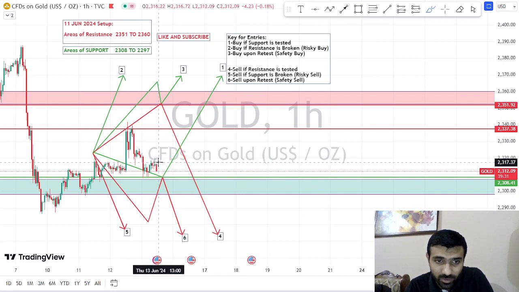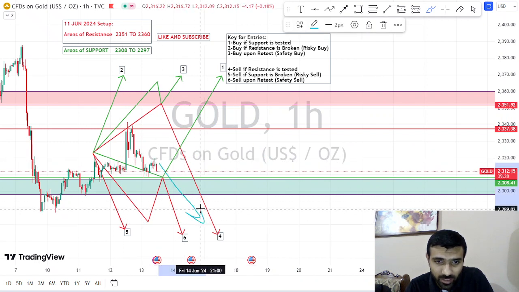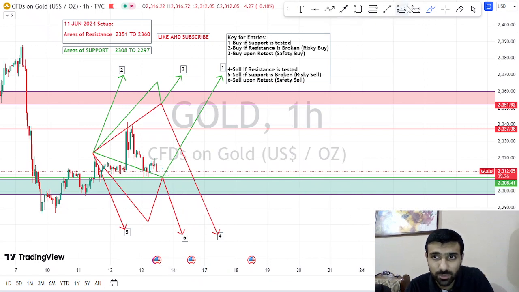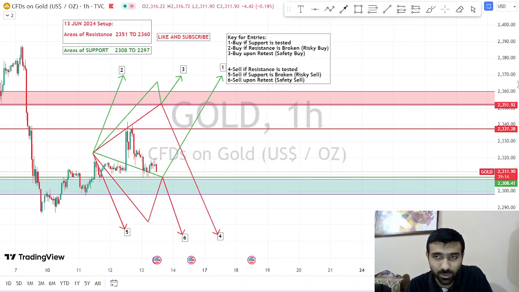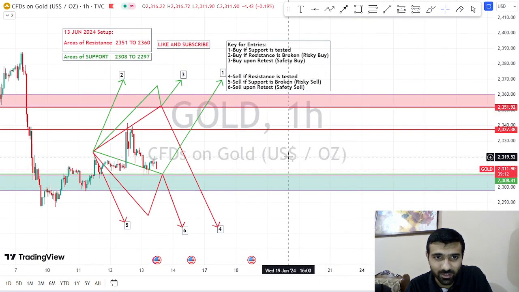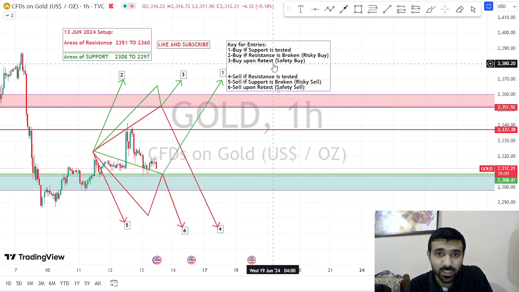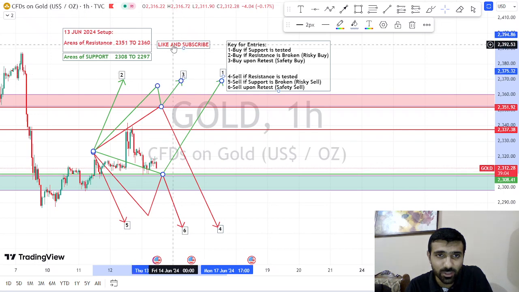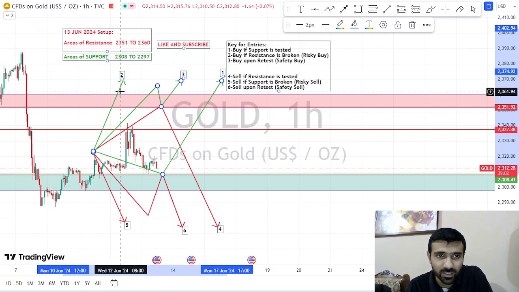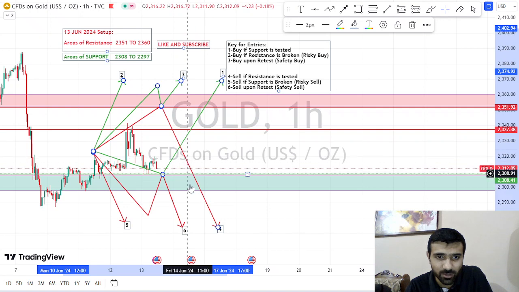There is also a good chance that market just straight away breaks below this area of support. So just be vigilant for both entries. We only have to take entries according to our key for entries method, and we only have to stay objective in our entries. We do not take entries on the basis of our sentiment. So we just take practical entries if they are suitable for us and market is behaving in a similar pattern as well. Okay, so that's all for the gold pair.